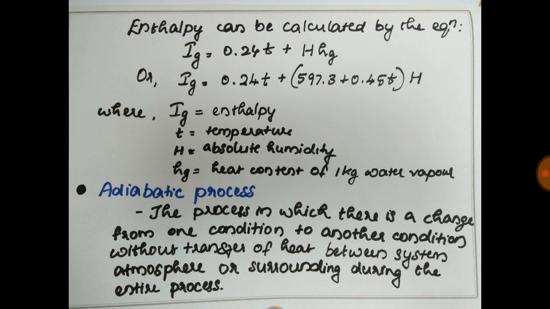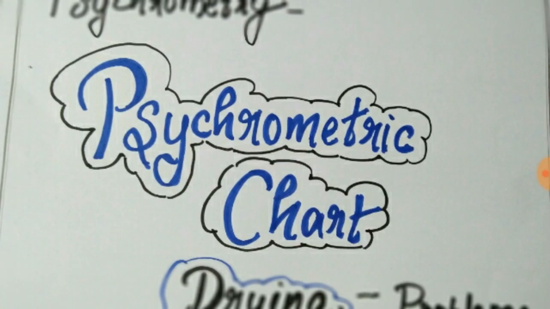The last one is adiabatic process. It is a process in which there is a change from one condition to another condition without transfer of heat between system, atmosphere, or surrounding during the entire process. Now we have got familiar with the terms commonly used in psychrometry. This will further help us understand the features of a psychrometric chart.